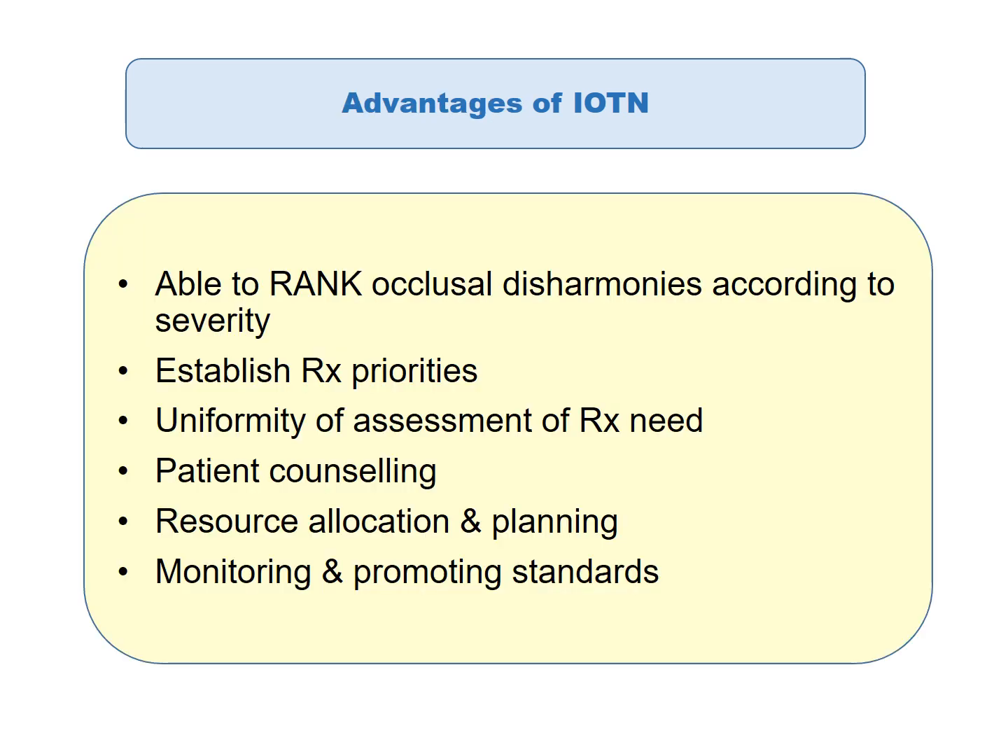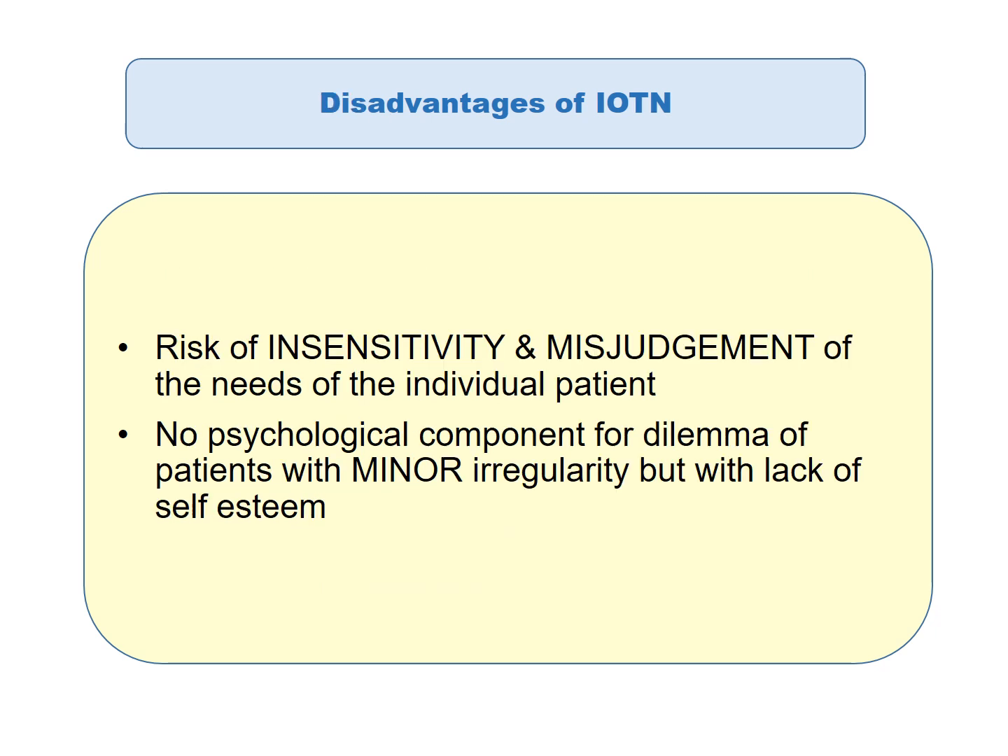Now, what is the advantage of using an IOTN index? It is able to rank occlusal disharmonies according to severity. It can establish treatment priorities, and it is uniform in assessment of treatment need. It can be used to counsel the patient. It can be used to plan and allocate resources, and it can be used for monitoring and promoting standards. However, there is no psychological component for the dilemma of patients with minor irregularity but with lack of self-esteem.